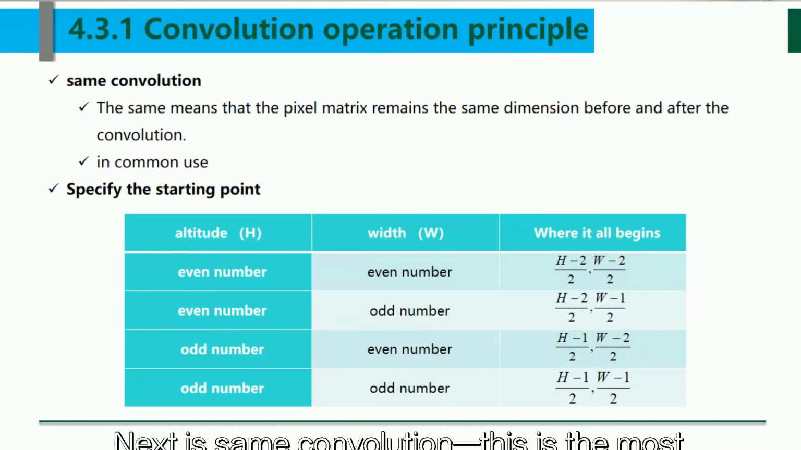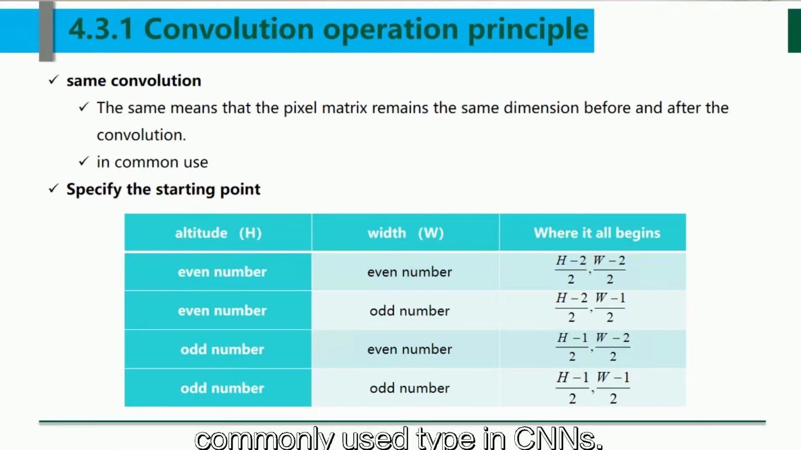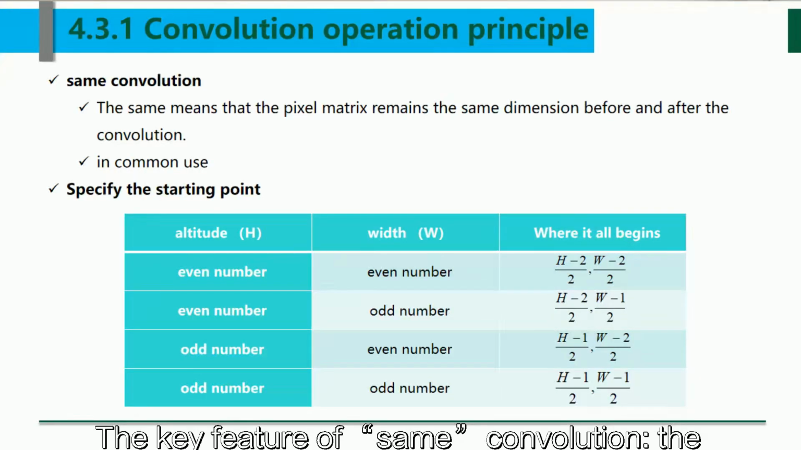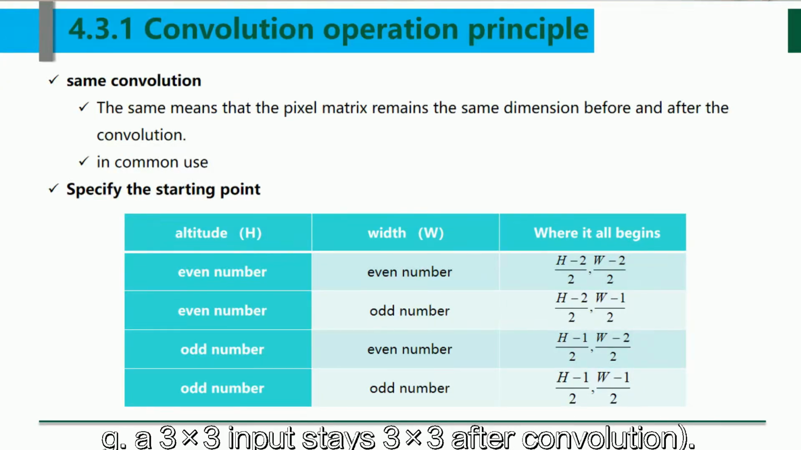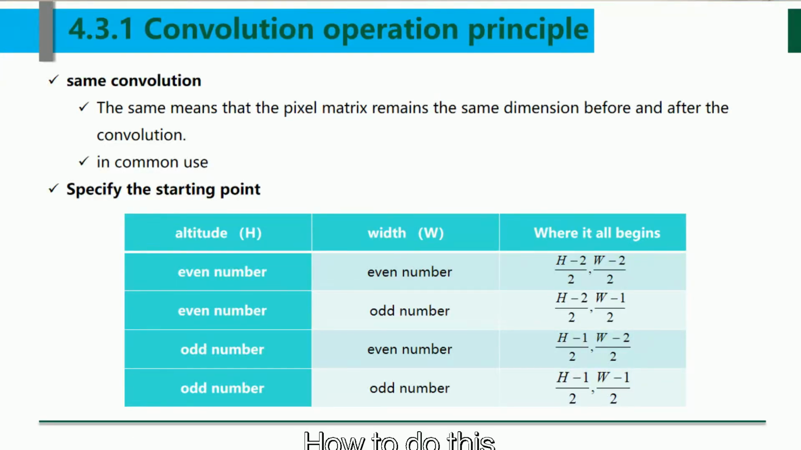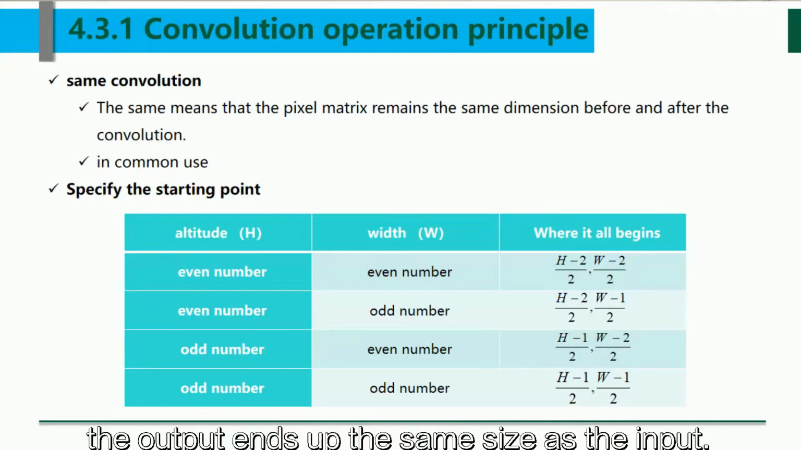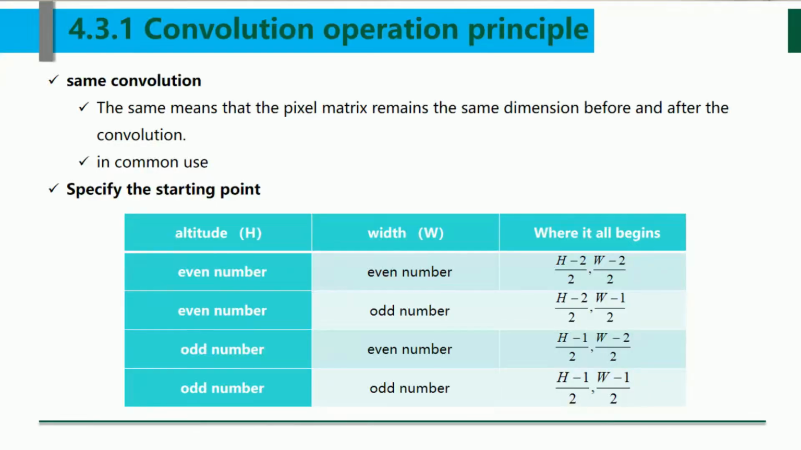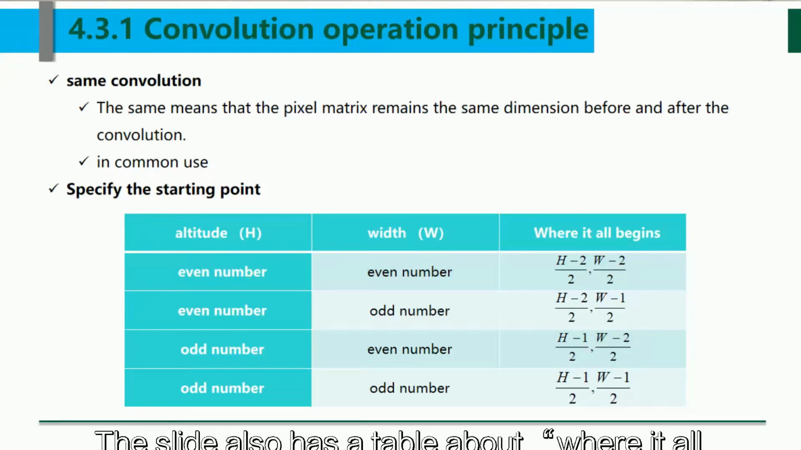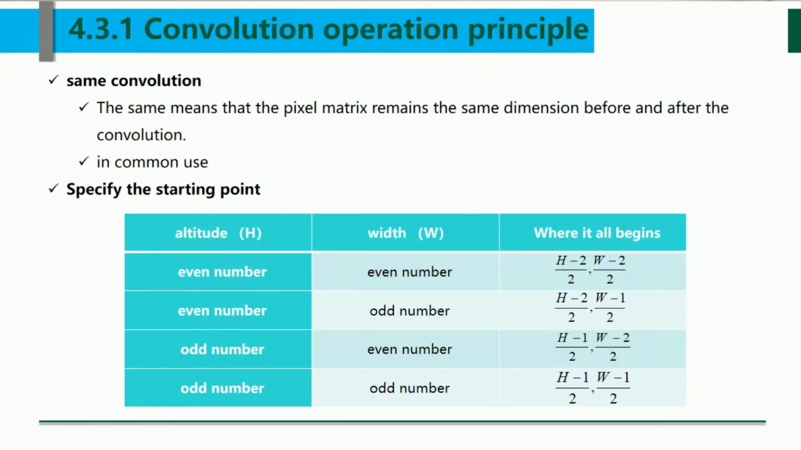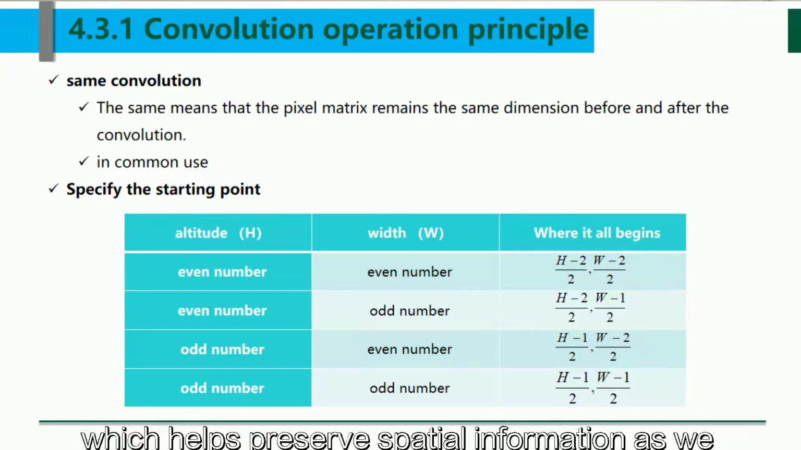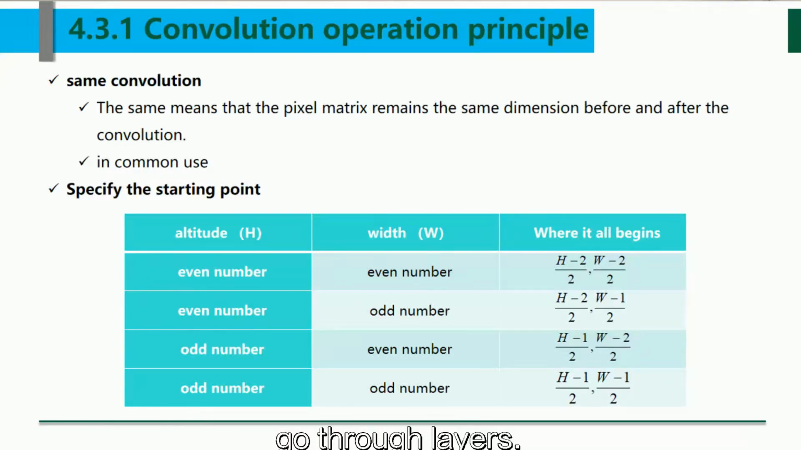Next is same convolution. This is the most commonly used type in CNNs. The key feature of same convolution, the input and output have the same dimension. For example, a 3 multiplied by 3 input stays 3 multiplied by 3 after convolution. How to do this? We add just enough zero padding around the input so that when the kernel slides, the output ends up the same size as the input. The slide also has a table about where it all begins, the starting position of the kernel, but the main takeaway is, same convolution keeps the feature map size consistent, which helps preserve spatial information as we go through layers.